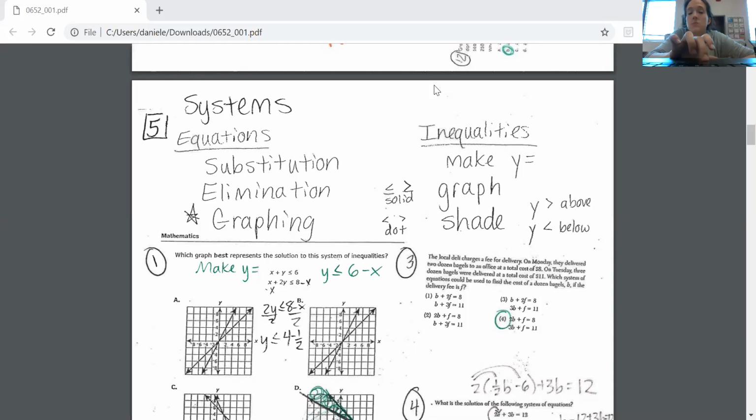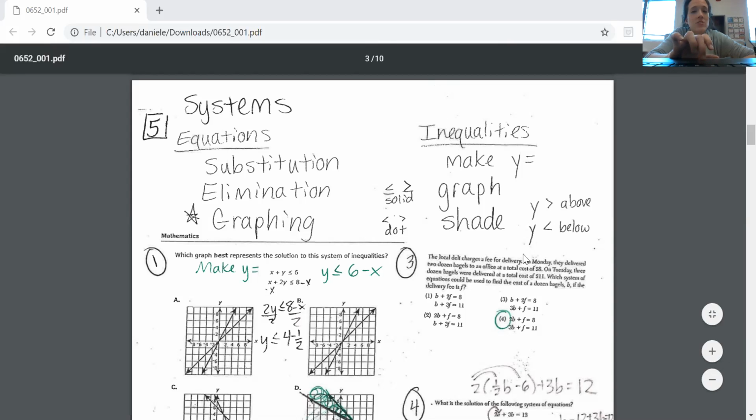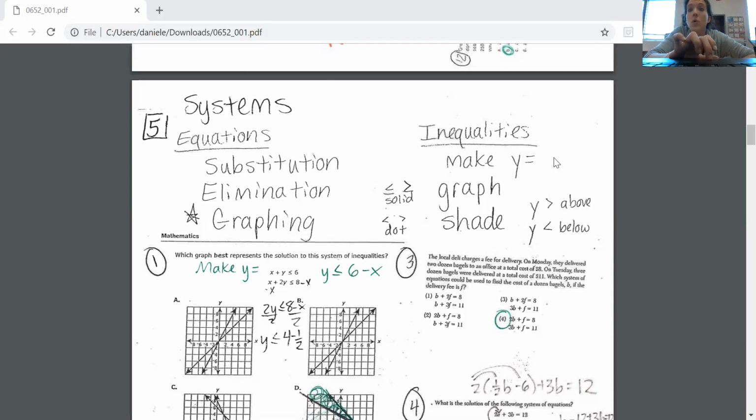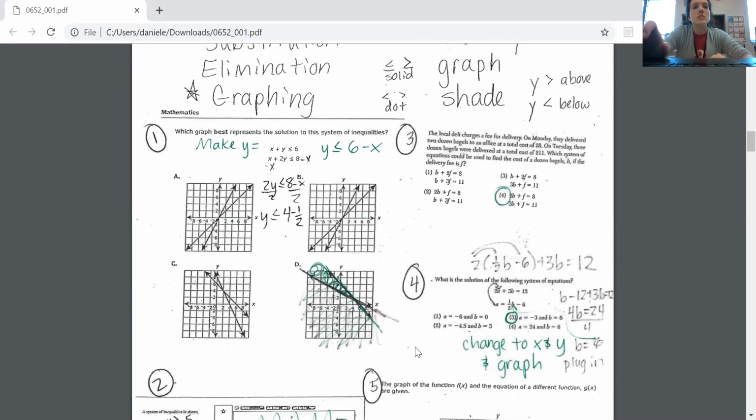Now, when we get into systems of inequalities, you have to remember the answer isn't where they cross. It involves you making them shaded. So you're going to make it y equals, you're going to graph and shade. If it has the line underneath, you do a solid line. If it doesn't, it's a dotted line. And if you can read it as y is greater than, you're going to shade in color above. Y is less than, you're going to shade in color below. So let's take a look at these.